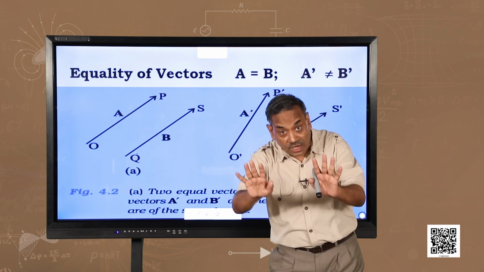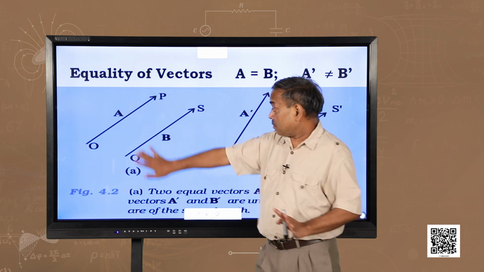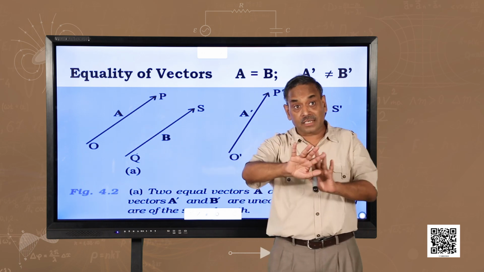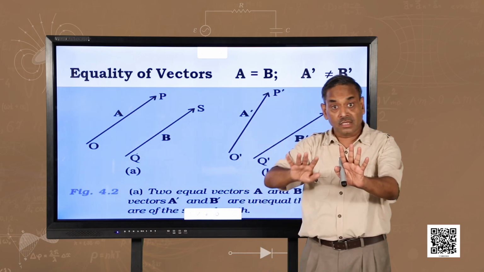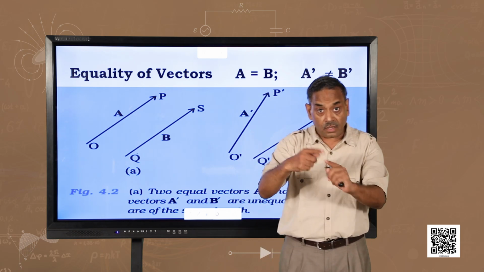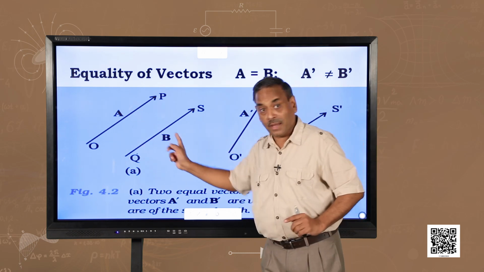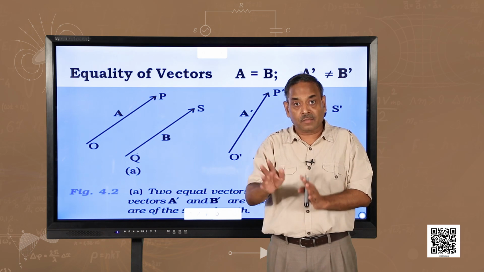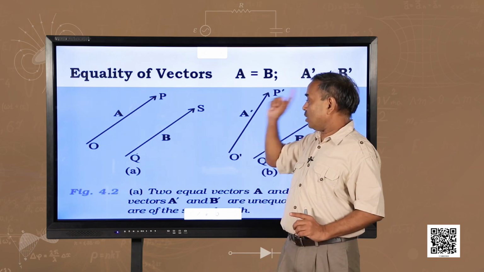These are two different vectors, because they may be taking place at different positions, because the initial and final positions are different. But since their magnitudes as well as the directions are the same, both the vectors are equal.